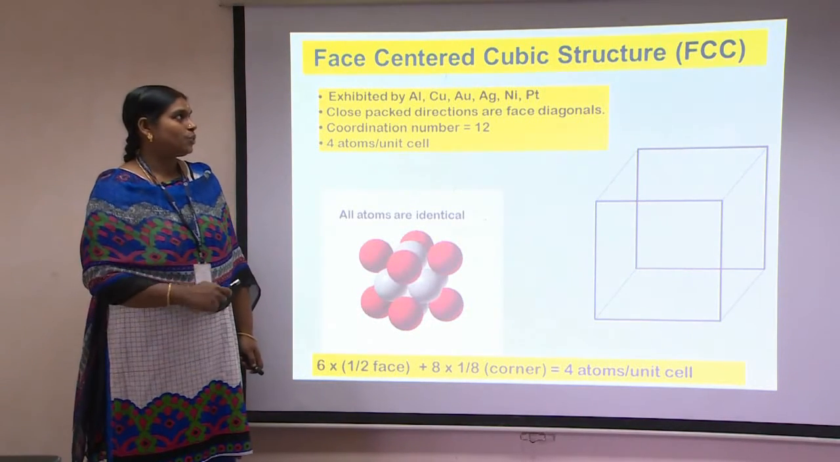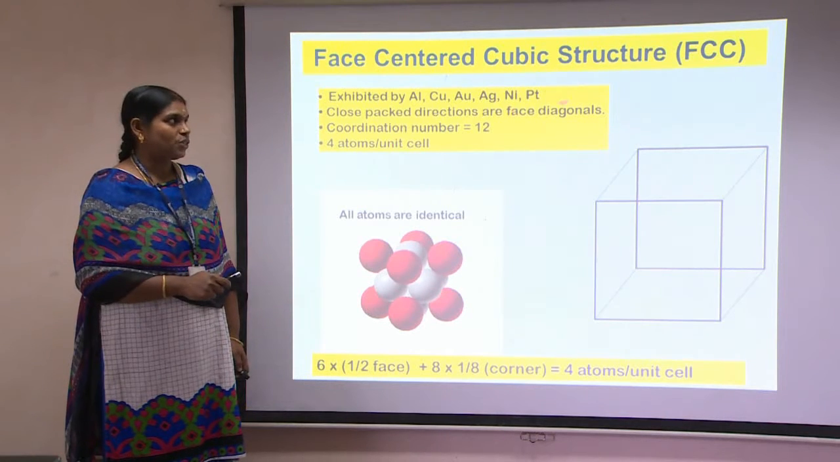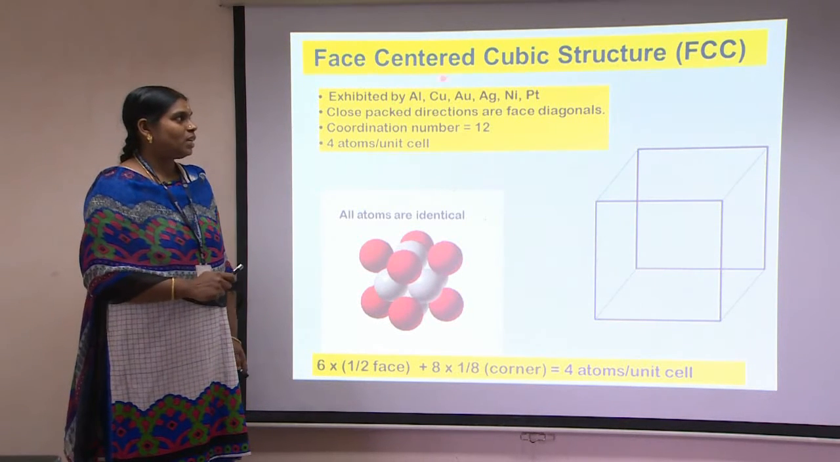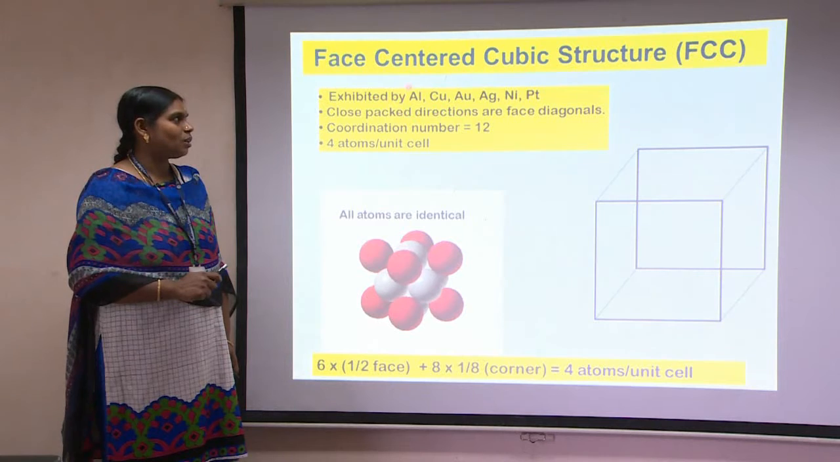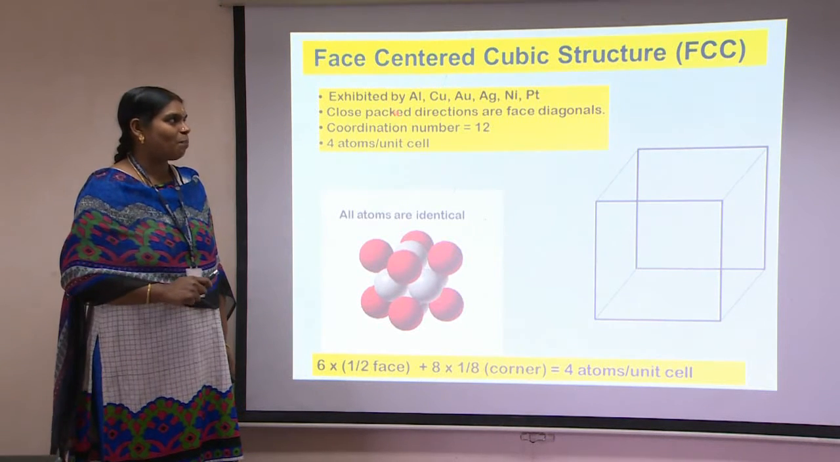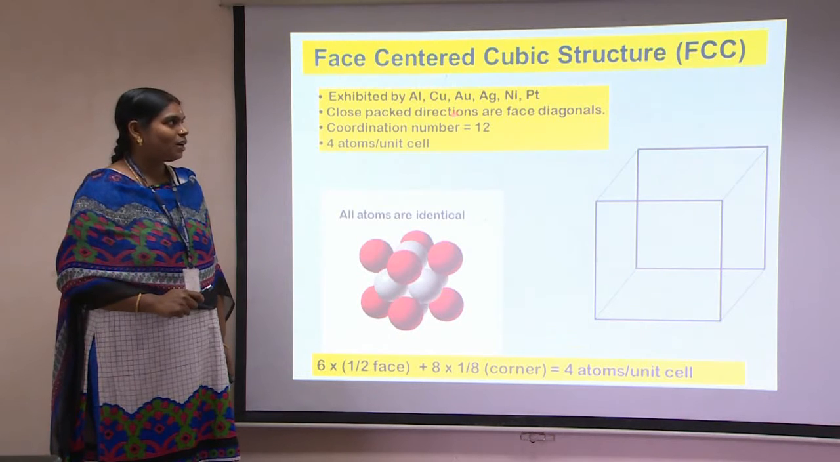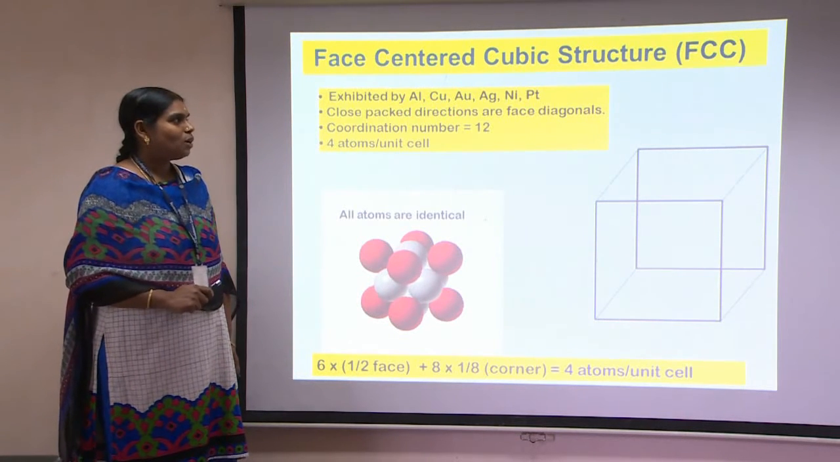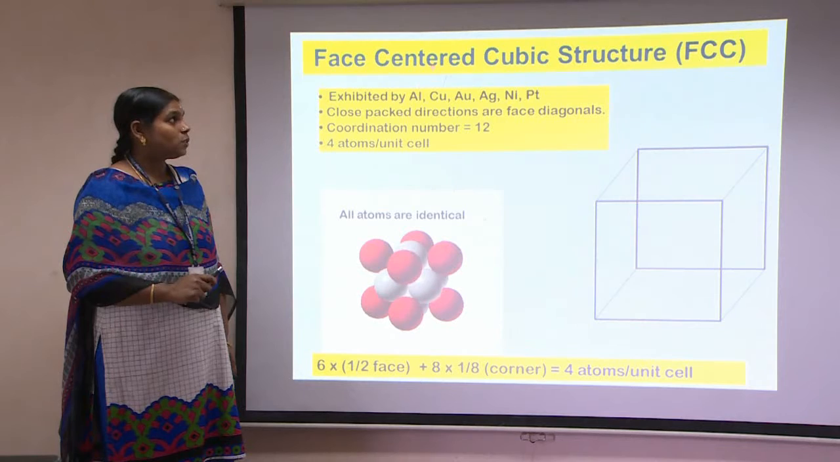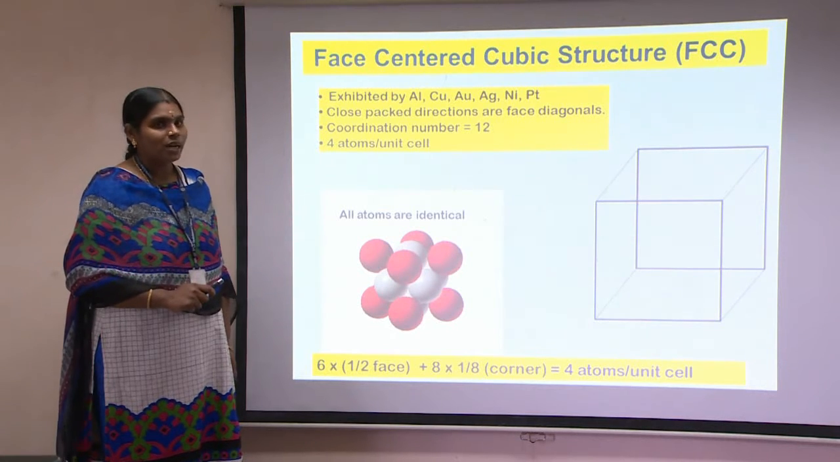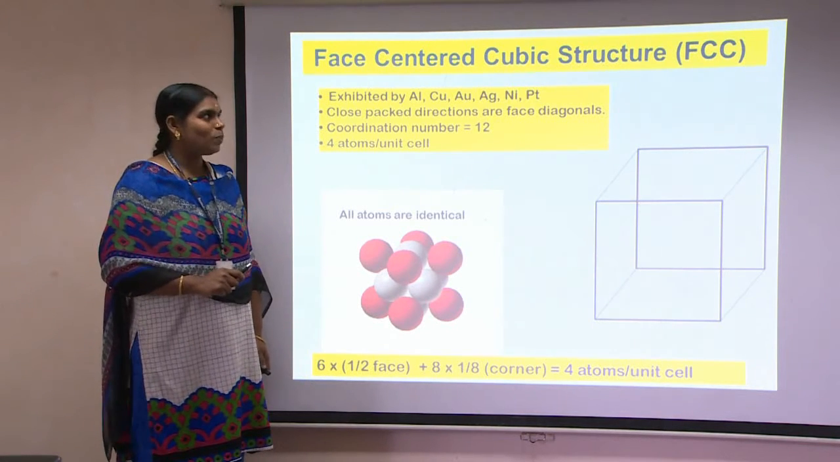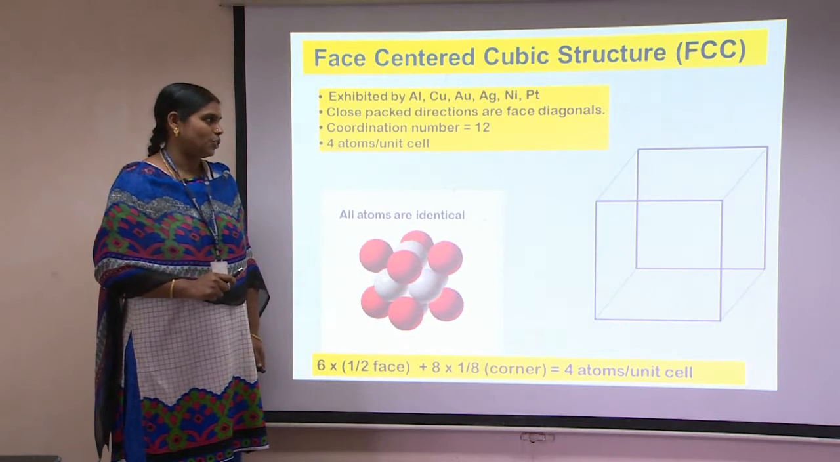The next structure we are going to see is the face centered cubic structure. In a face centered cubic structure, most of the elements are metals like gold, silver, copper, platinum, nickel. So they come under this face centered structure. This face centered cubic structure is also called CCP, that is cubically closely packed structure.